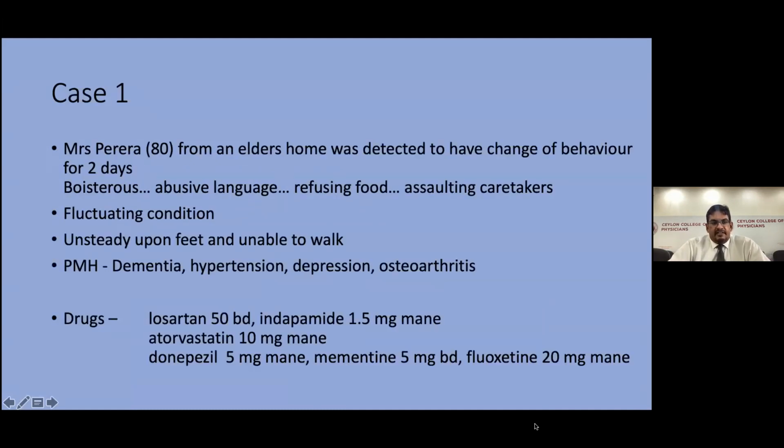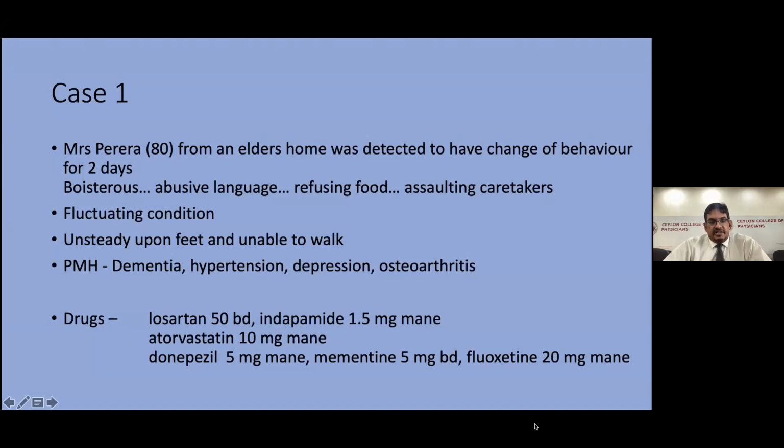So I start off with a case. There's an 80-year-old lady who is at an elder's home, and she's detected to have a change of behavior going on for 2 days. She had been pretty much well before, except that she has had dementia, high blood pressure, depression, and osteoarthritis. This change of behavior of 2 days duration manifests as boisterousness, abusive language, refusal of food, and somewhat assaulting of caretakers. It's a fluctuating condition that the caretakers reveal, where there are spells that are excessively worse, and then there are times when the patient is placid, but with fluctuation.